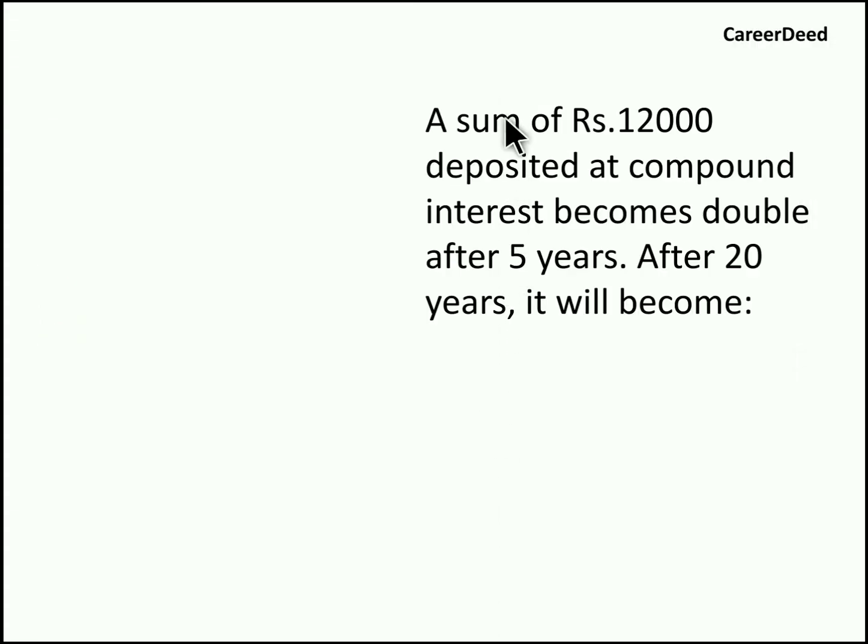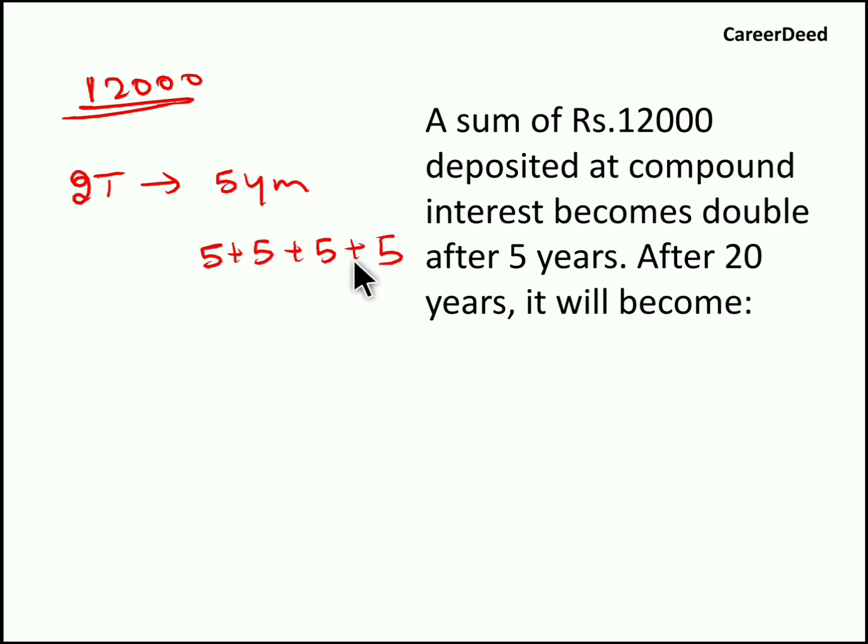A sum of money, 12,000 rupees. So 12,000 rupees is the principal. This 12,000 rupees becomes double in 5 years. So 2 times in 5 years. After 20 years, it will become dash. After 20 years means 5 plus 5 plus 5 plus 5. So on the left hand side, you have to multiply 2 into 2 into 2 into 2, because that is nothing but 16 times, right? So this 12,000 becomes 16 times in the period of 20 years.